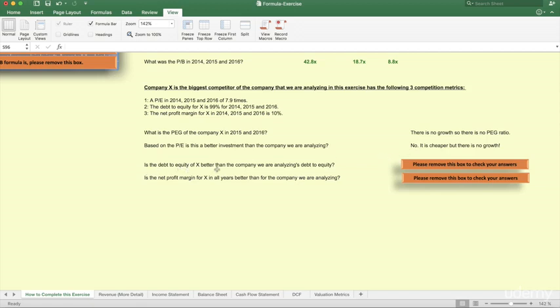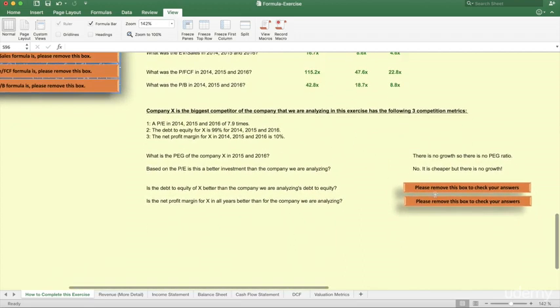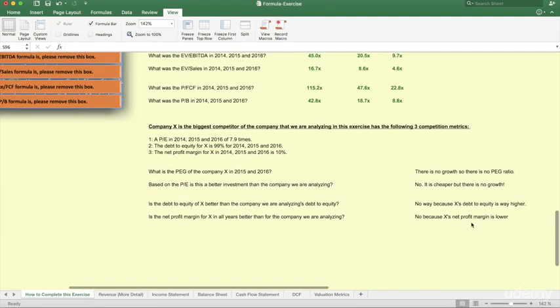Is the debt to equity of X better than the company we're looking at? No way. Their debt to equity is 99%. Ours is single digits. Is the net profit margin for this company better than ours? No. They're 10%. We're way higher. All right, there you go. That's the conclusion of the exercise.